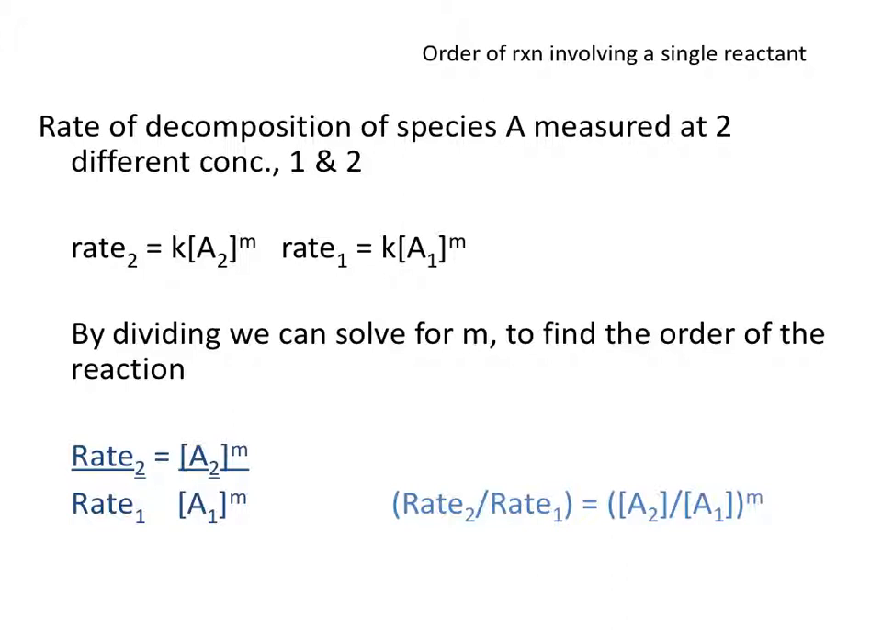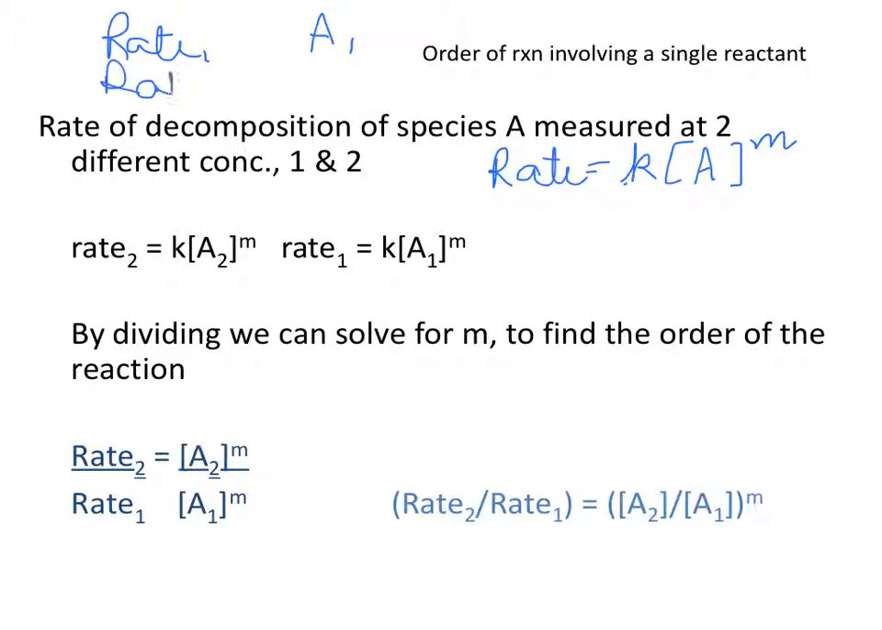So let's take a quick look. Since we know that rate is going to be equal to K times A to the power of M, and let's say M is the order. Usually in questions like these, you would be given some experimental evidence. You would be given what the rate was found to be at a specific concentration, and what the rate was found to be at another concentration. So those numbers would be provided to you.